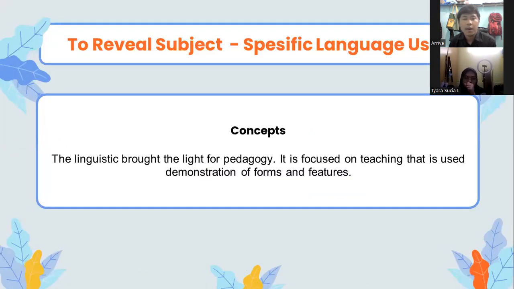Okay, without any further ado, let's go to the first topic. The first one is to reveal subject-specific language use. Here we're not talking about concept first. The focus of this chapter is to maximize the use of linguistic and language use. So the linguistic is also brought to life for pedagogy. It is focused on teaching that uses demonstration of forms and features. So basically, in this topic, we're going to learn about how important linguistic and language skill are, supported by the features and forms in this field. And also we're going to mix the language skills and linguistics with the objective in ESP.